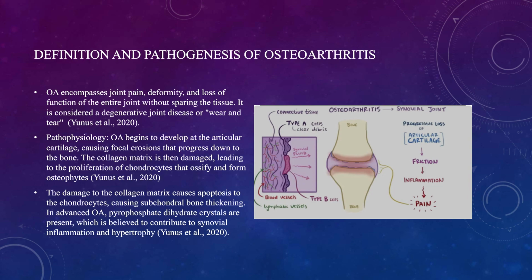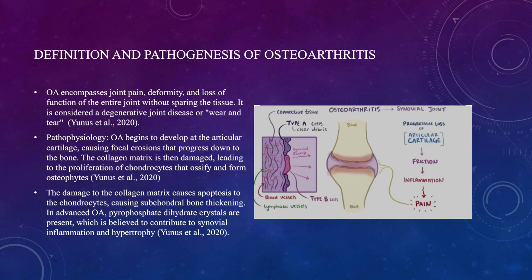The collagen matrix is then damaged, leading to the proliferation of chondrocytes, which then cause cluster formations. The cartilage outgrowth cluster formations then ossify and form osteocytes. The damage to the collagen matrix causes apoptosis to the chondrocytes, which then presents what is found on imaging, which is the subchondral bone thickening. In advanced OA, phosphate dihydrate crystals are present, which is believed to be the cause of the synovial inflammation and hypertrophy.